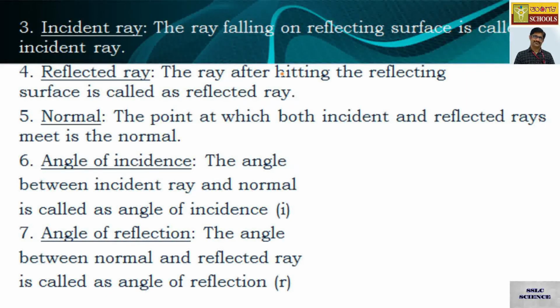I am taking 3 to 7 in one diagram. I am trying to draw a picture in which you are following incident ray, reflected ray, normal, angle of incidence and angle of reflection respectively. Assume this is the reflecting surface. You call it as reflecting surface or simply reflector. You call it as RS, no problem.